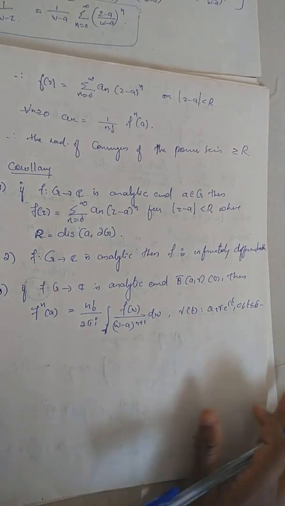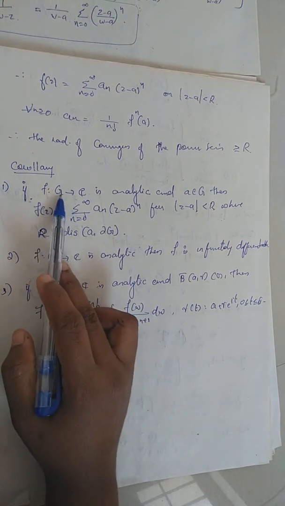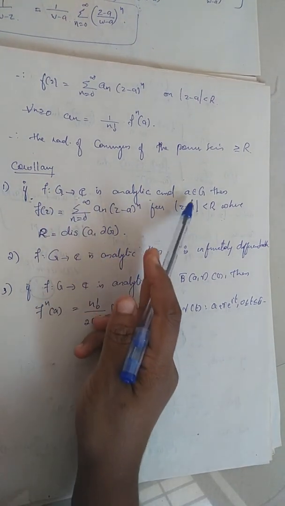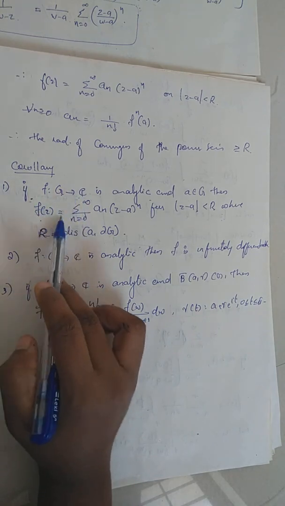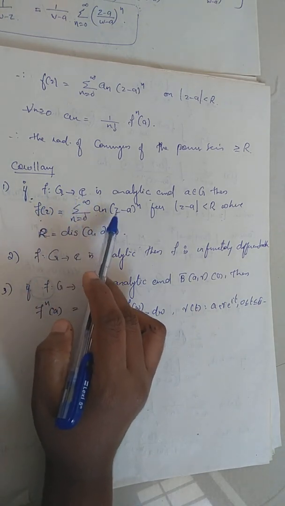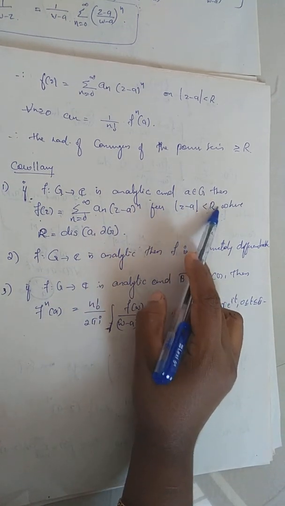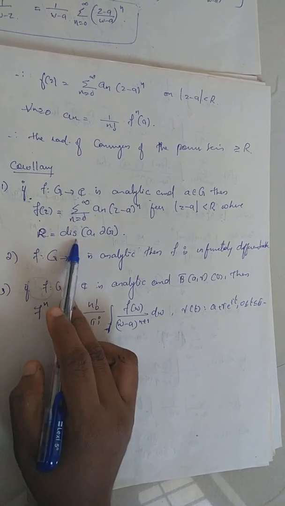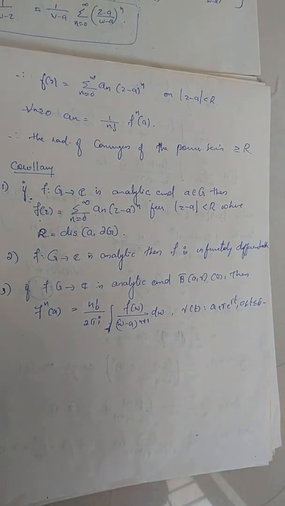Now there are some corollaries of this theorem. If f is a mapping from G to C, analytic, and a is a point in G, then we know by the theorem that f(z) has a series representation Σ from n=0 to ∞ of a_n (z − a)^n for |z − a| < r. And what is this r now? Then R will be the distance between a and the boundary of G. That means that R is defined by the distance between the center point and the boundary of that region.